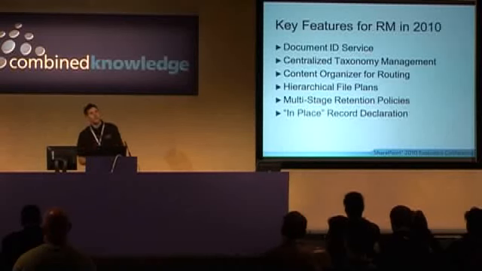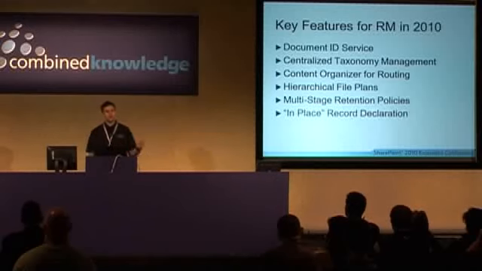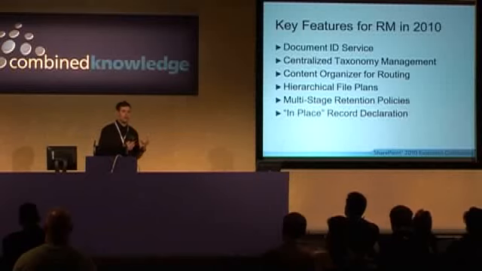So what's changed in 2010? When we're looking at 2010, we've got some key features here. There's the document ID service, so that when we send a document into a record repository or even a document management area, we can define an ID for that record that will then be stamped with that record for the lifetime of the record. Got centralized taxonomy management. So when we're looking at this, we're thinking about the metadata management service.